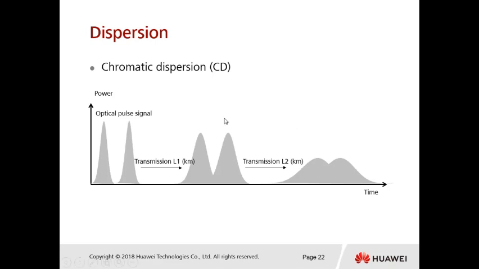But after longer distance transmission, the two pulses may catch each other and look like this. At this time, when I receive it and get this power, I may detect this part as 1, because they caught each other and the power has become high. It will become 1, 1, 1, right? So 1 bit error will occur. That is chromatic dispersion. We will have some bit errors because of these problems: some frequencies run faster, some run slower, right?